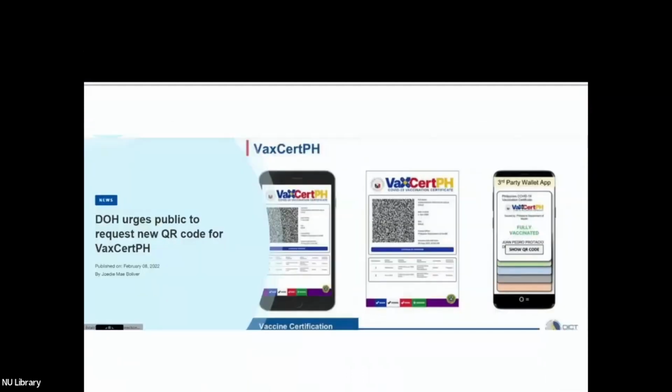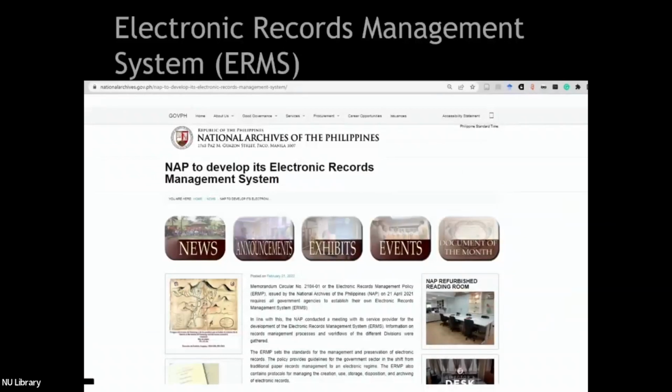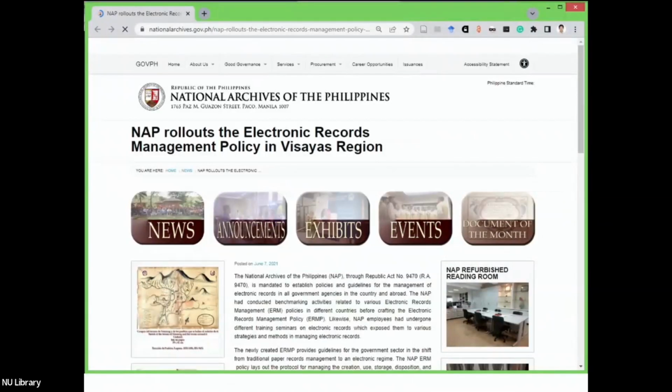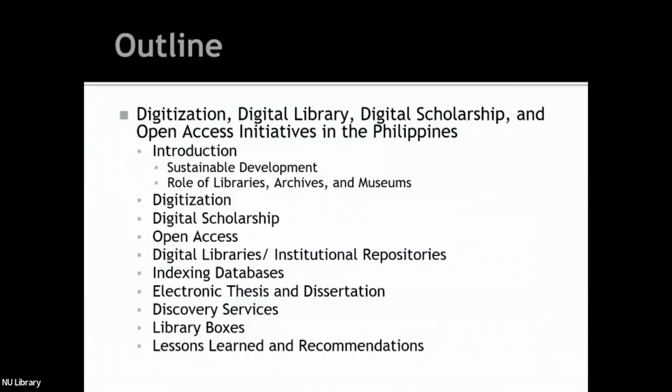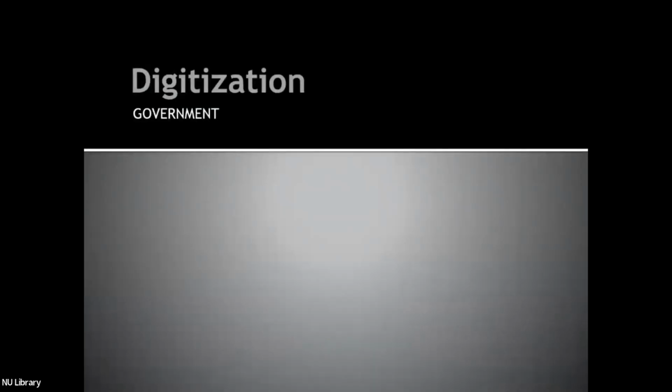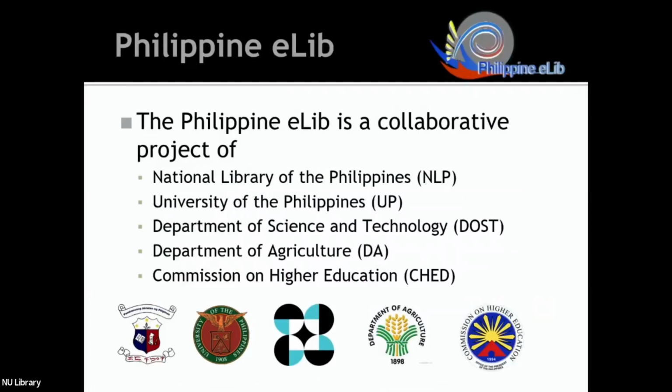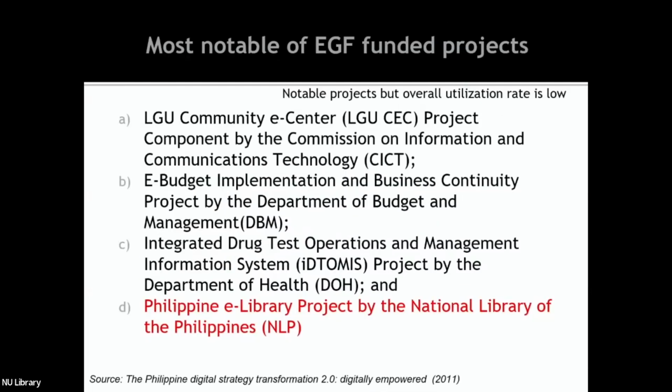The QR code, which was previously applied in libraries in the early 2000s, came back because of COVID-19, and it was found to be useful. Also, the National Archives of the Philippines is implementing the electronic records management system to include the management policy on that. Okay, for digitization and digital libraries in the Philippines, for the government, there's the Philippine e-Library project.